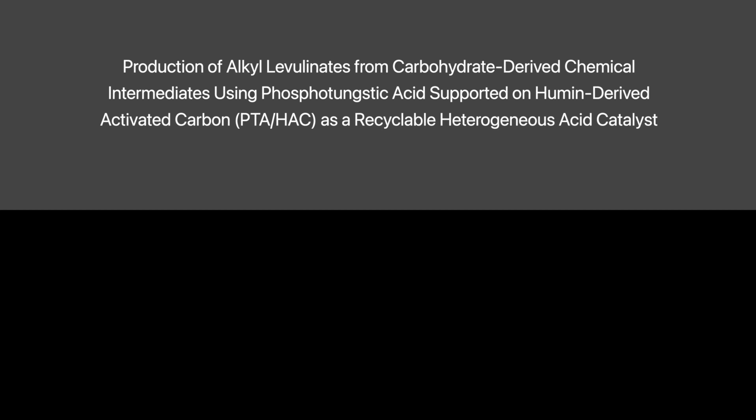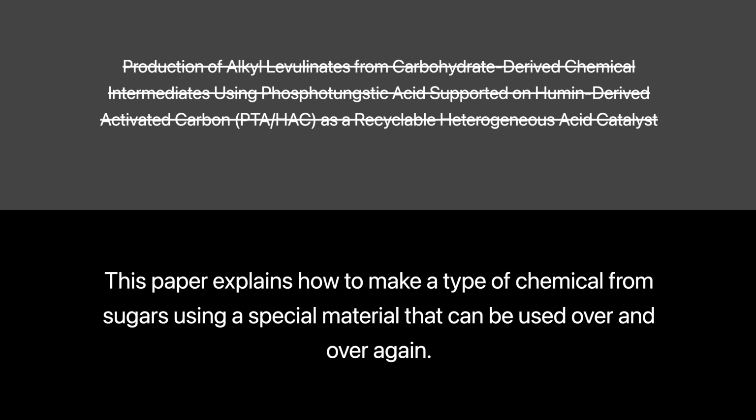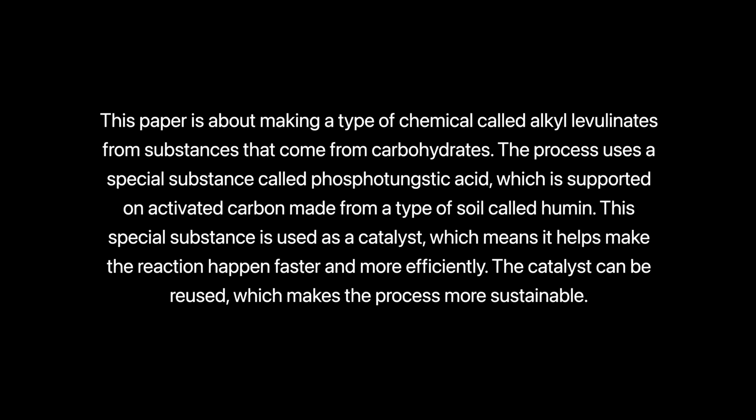Let's start by translating the title into more accessible language. When you read this title, you can understand it to mean, in very simple terms, that this paper explains how to make a type of chemical from sugars using a special material that can be used over and over again. Let's expand on that a little. This paper is about making a type of chemical called alkyl levulinates from substances that come from carbohydrates. The process uses a special substance called phosphotungstic acid, which is supported on activated carbon made from a type of soil called humin. This special substance is used as a catalyst, which means it helps make the reaction happen faster and more efficiently. The catalyst can be reused, which makes the process more sustainable.